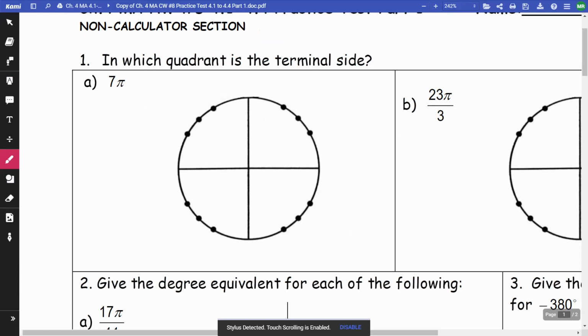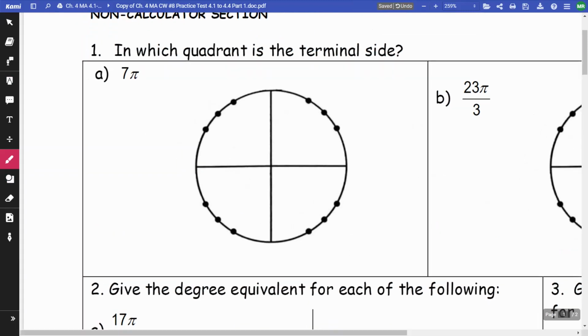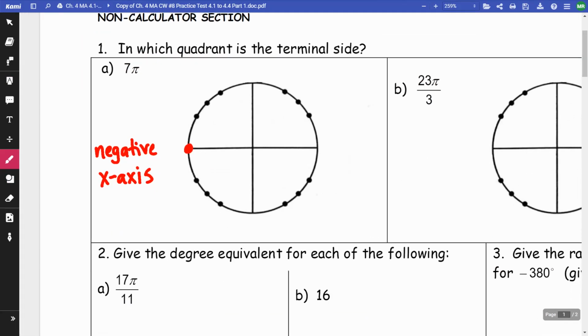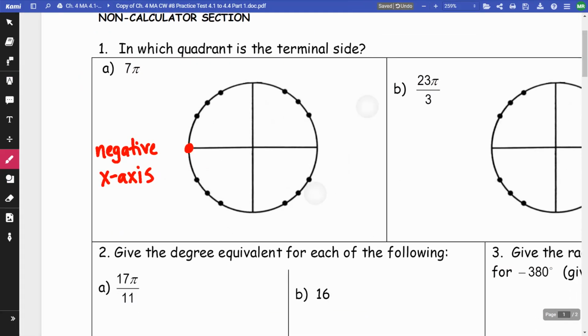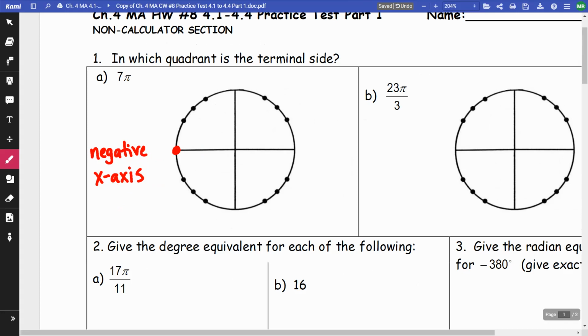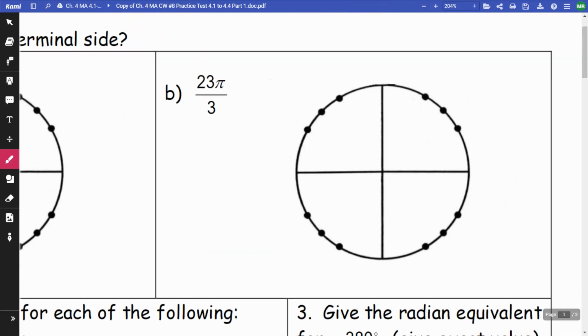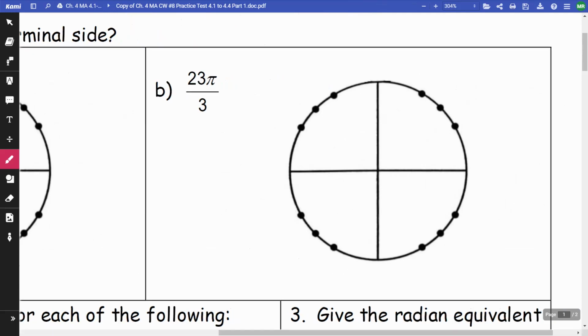the terminal side is. So all of my odd pies are going to be right here. And this is not in a quadrant. We're going to say that this is on the negative x-axis. Okay, so if it's on the axis, x or y, specify if it's on the negative x-axis, the positive x-axis, the negative y-axis, or the positive y-axis. On B, 23 pi thirds.